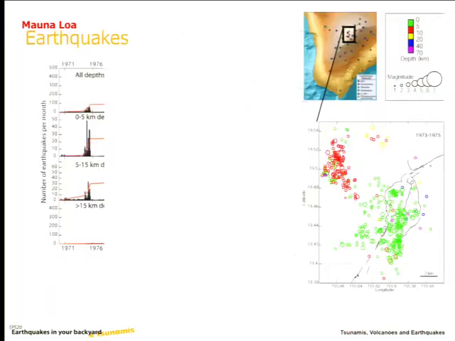So I'm going to show you a sequence of seismicity from Mauna Loa. It's from a while ago now, but it illustrates the process and the difficulties associated with trying to predict when the volcano might erupt. We're going to start back in 1971. This shows the number of earthquakes at all depths: between 0 and 5 kilometers, 5 to 15 kilometers, and greater than 15 kilometers depth.